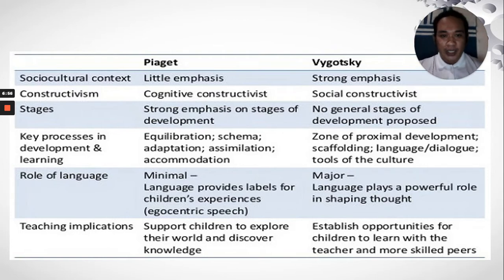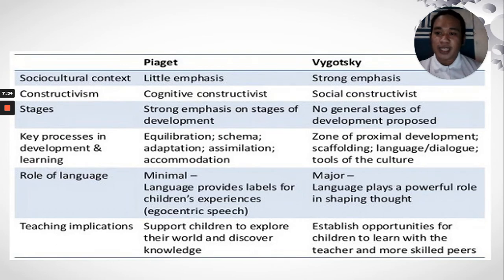However, Vygotsky is a social constructivist, believing that society and the experiences of an individual in a certain society or community play an important role in the development of a child. Now, Piaget gives emphasis to stages of development, so for him there are stages of development. For Vygotsky, no general stages of development are proposed.